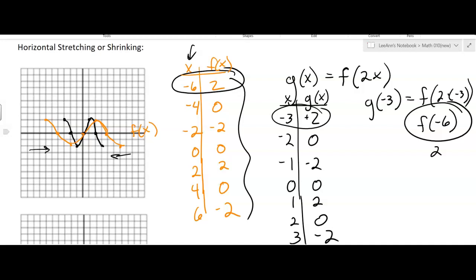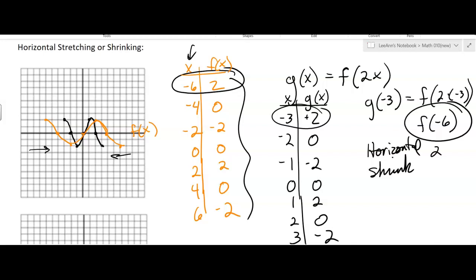Okay, we call that then a shrink. A horizontal shrink. I think of it like an accordion. You know, you're pulling the accordion out and you're pushing it in. This time we're pushing the accordion in. All the points just got closer to the y-axis.